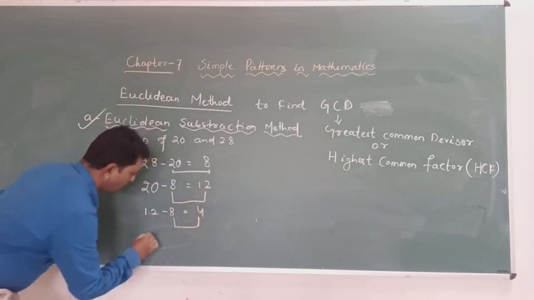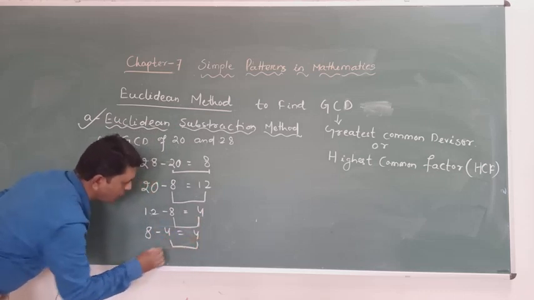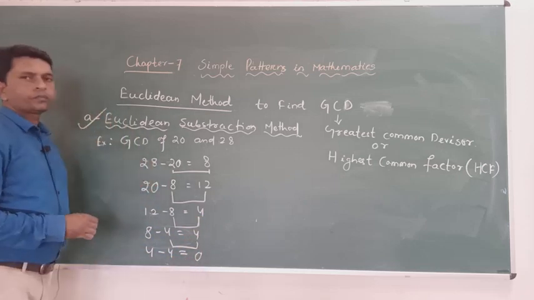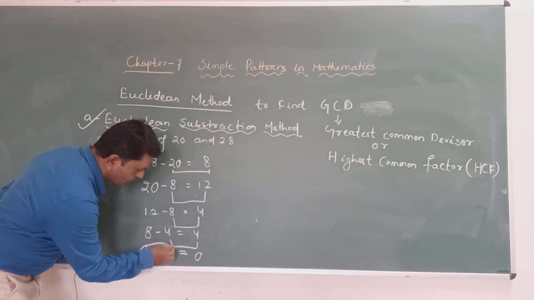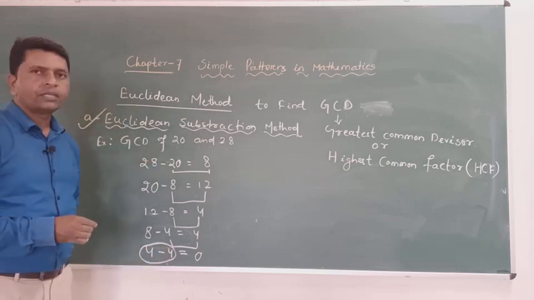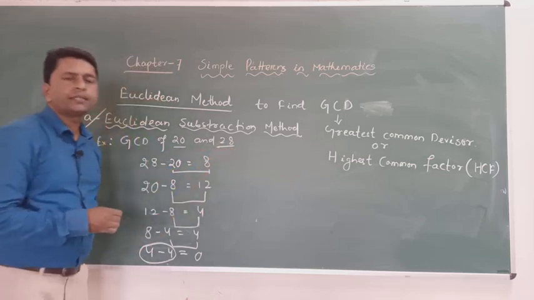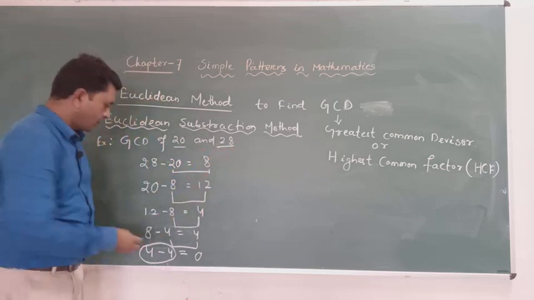8 minus 4 gives 4, and at last 4 and 4, 4 minus 4 gives 0. So at last which one gives 0? That is 4. So the GCD of 20 and 28 is 4. Okay.